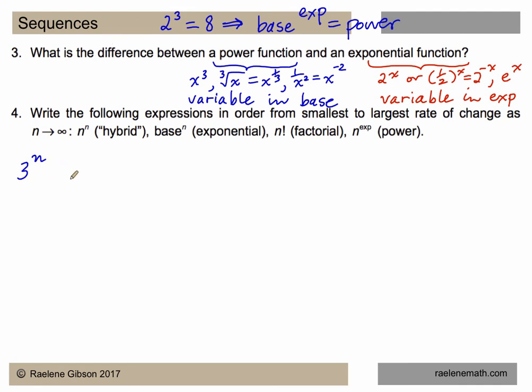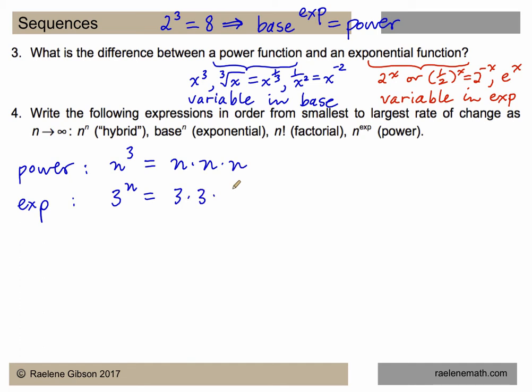So 3 to the n is not the one I want. I actually want a power function first. If we take a power function like n cubed, this is going to be n times n times n. And if we have an exponential function like 3 to the exponent n, we're going to get 3 times 3 times 3 times 3 multiplied by itself n times. So if we wanted to continue multiplying something in the first case n times, the rest of the numbers each would have had to be 1.